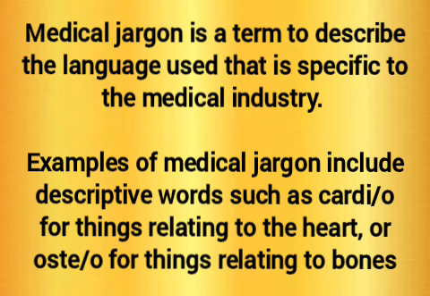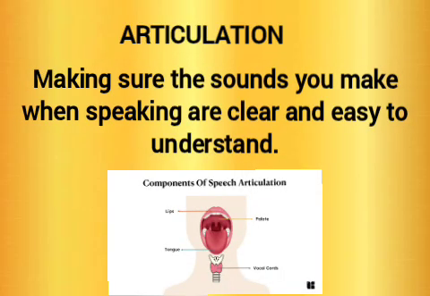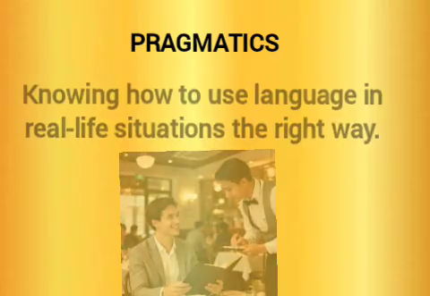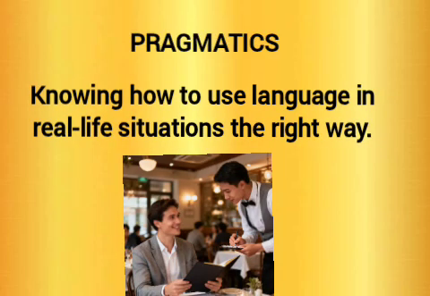Medical jargon is a term to describe the language used that is specific to the medical industry. Examples of medical jargon include descriptive words such as cardio for things relating to the heart, or osteo for things relating to bones. Articulation: making sure the sounds you make when speaking are clear and easy to understand. Pragmatics: knowing how to use language in real-life situations the right way.